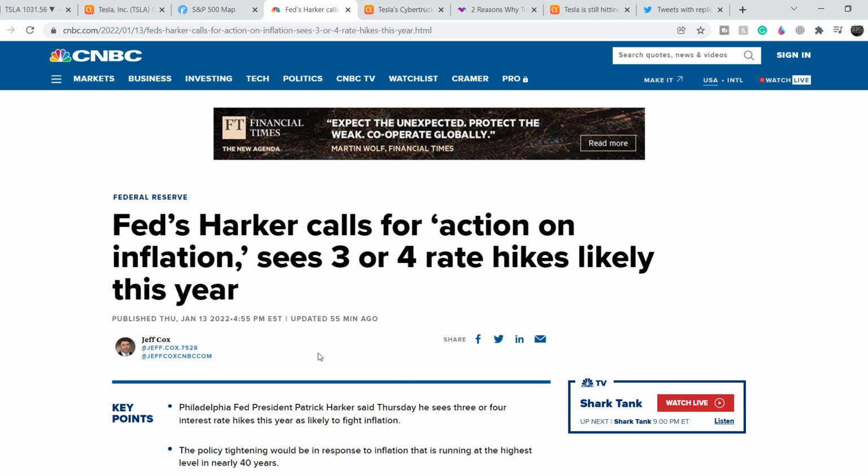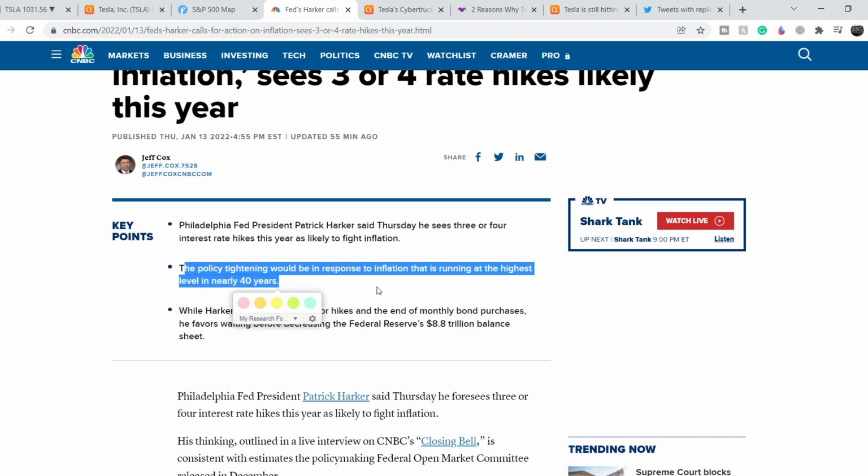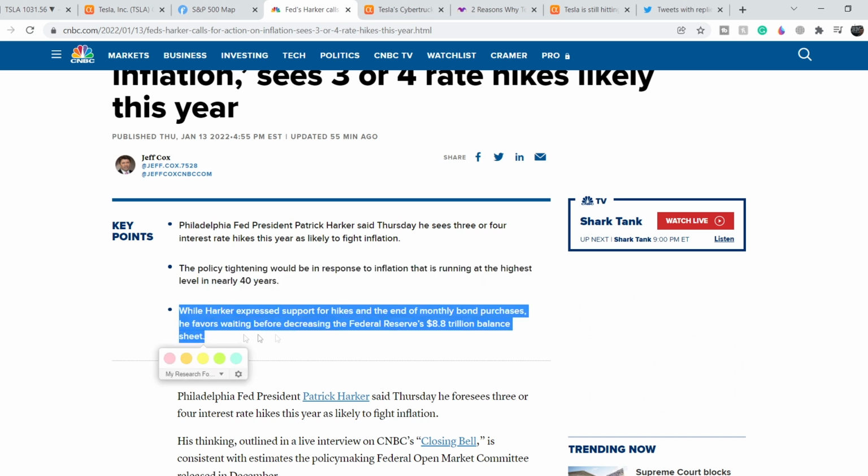Here it is. On January 13th, we have this article that is titled Fed's Harker calls for action on inflation, sees 3 or 4 rate hikes likely this year. And let me quote you key points. Philadelphia Fed President Patrick Harker said Thursday he sees 3 or 4 interest rate hikes this year as likely to fight inflation. The policy tightening would be in response to inflation that is running at the highest level in nearly 40 years. While Harker expressed support for hikes and the end of monthly bond purchases, he favors waiting before decreasing the Federal Reserve's $8.8 trillion balance sheet.